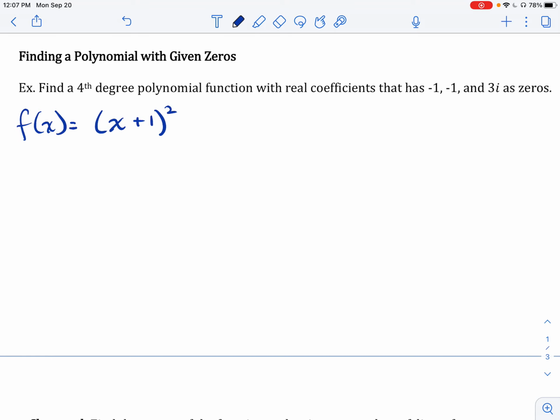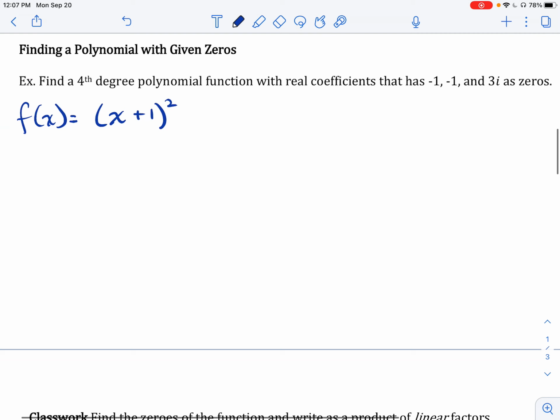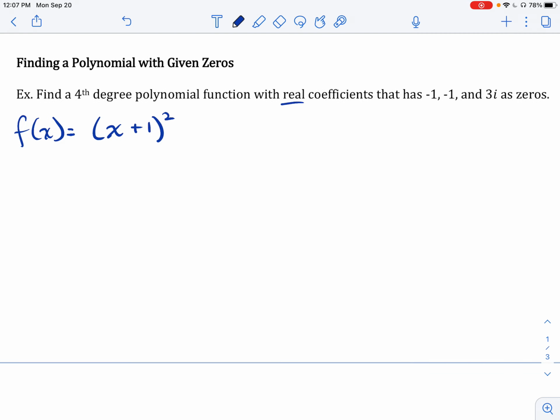I also see that I have 3i as a 0. And I mentioned earlier that if I want to make sure that I have real coefficients, anytime I have an imaginary 0, its conjugate must also be a 0. That is to say, negative 3i must also be a 0. So I'm going to state my factor as x minus whatever my 0 is, so x minus 3i. And then if negative 3i is a 0, x minus negative 3i, or x plus 3i, has to be my other factor.